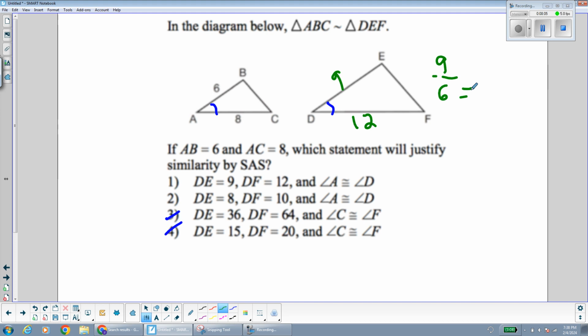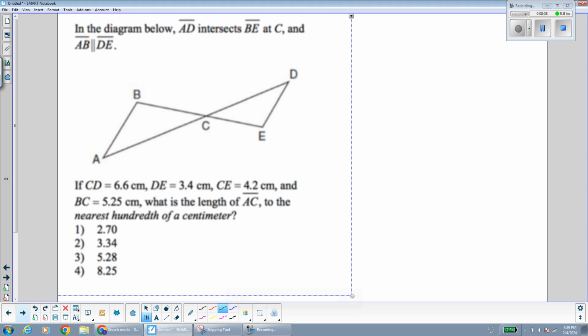That's 9 over 6, which is 1.5. And I'm going to do the same thing with the other two sides, 12 over 8. And that is 1.5 as well. So since there's the same scale factors, the sides are proportional. So answer choice 1 is the answer choice that we are looking for. Two proportional sides with a congruent angle in between, SAS.